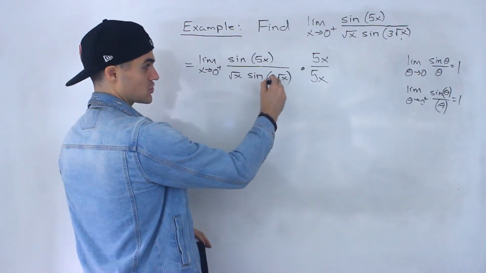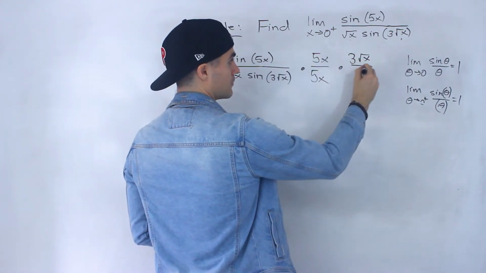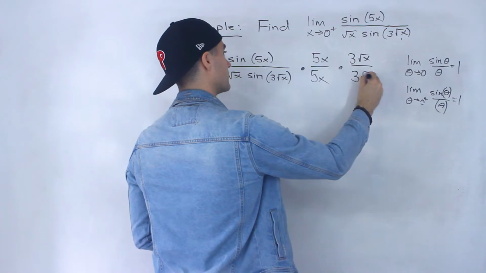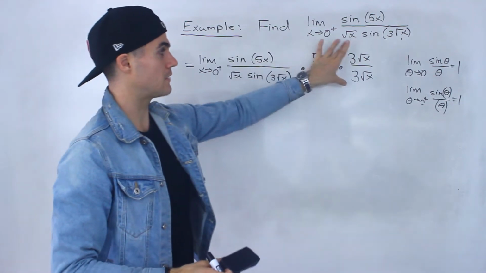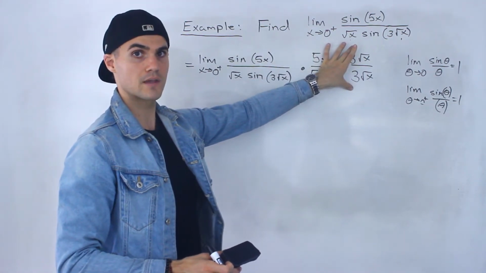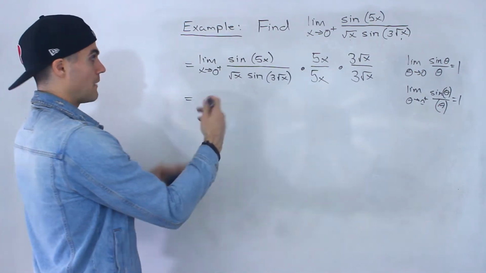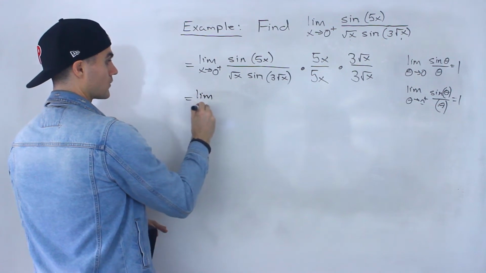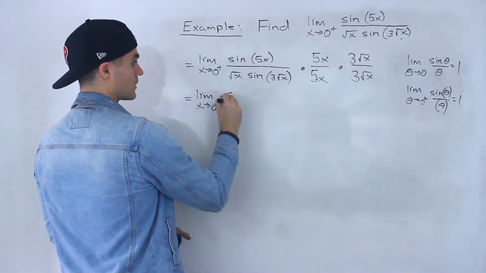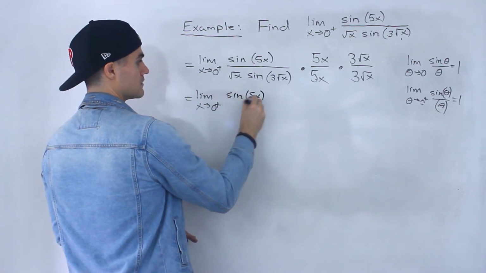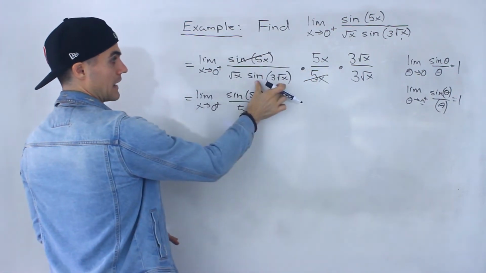And then notice this expression, 3 root x, we want to put that at the top. But you can't just add something to the top, you've got to add it to the bottom as well. So I'm taking this expression, multiplying it by this, and then multiplying it by this as well. What I'm going to do is combine these in a nice way where we can work with them. So I'm going to combine this and this. I'm going to rewrite sine of 5x over 5x, so these go away. I'm going to combine this and this.